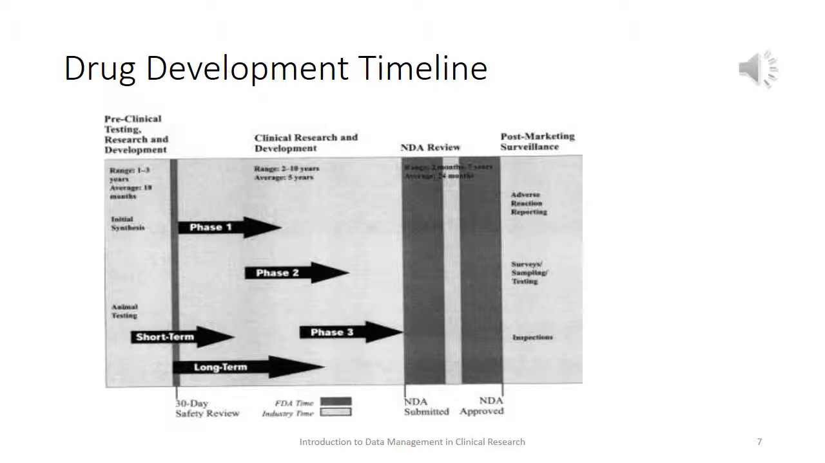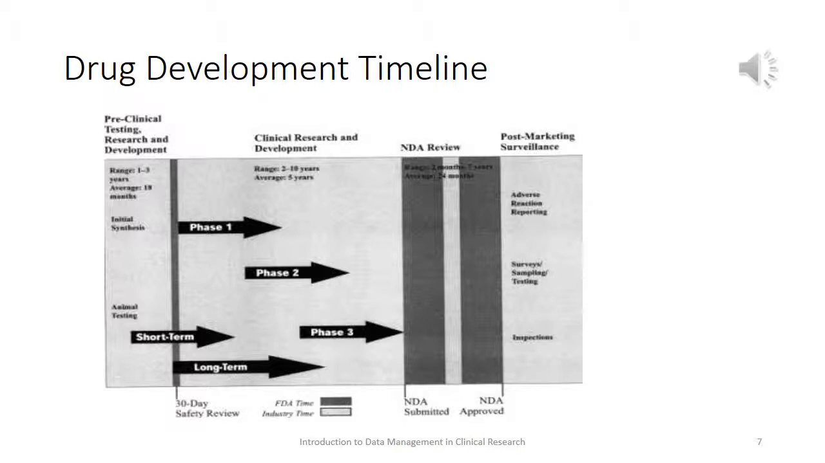This graphic here illustrates the drug development timeline and adds a little variation to it. As you can see over on the left side, we still have our preclinical testing and research and development, and that can be anywhere from 1 to 3 years in duration. And then that column in the middle where you see the arrows that identify the phase 1, phase 2, and phase 3 studies, these are conducted over a longer period of time.